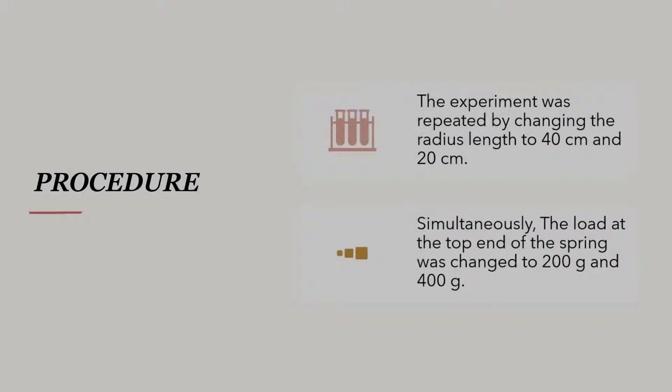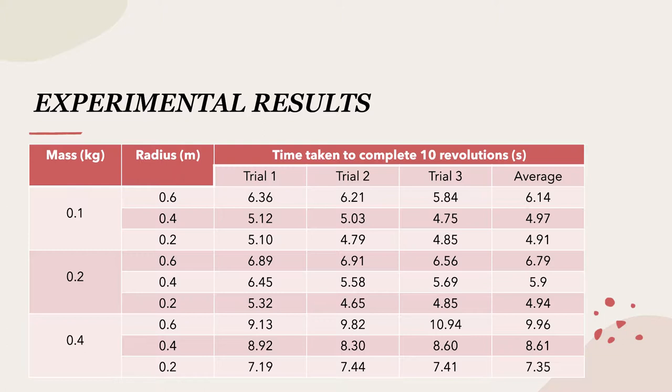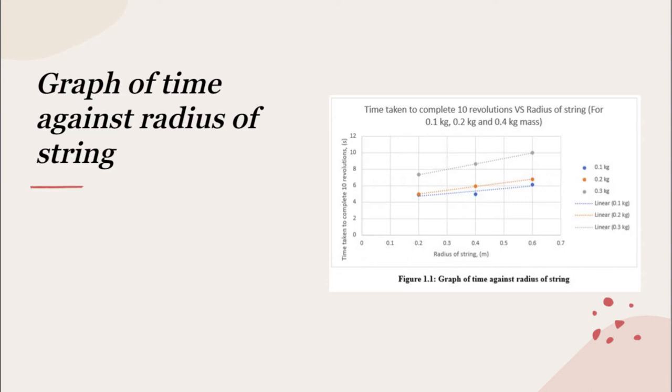Once this is done, the experiment was repeated by changing the radius length to 40 cm and 20 cm. Simultaneously, the load at the top end of the string was changed to 200 grams and 400 grams. Presenting now are the experimental results from the experiment, and this is the time taken to complete 10 revolutions versus the radius of the string.